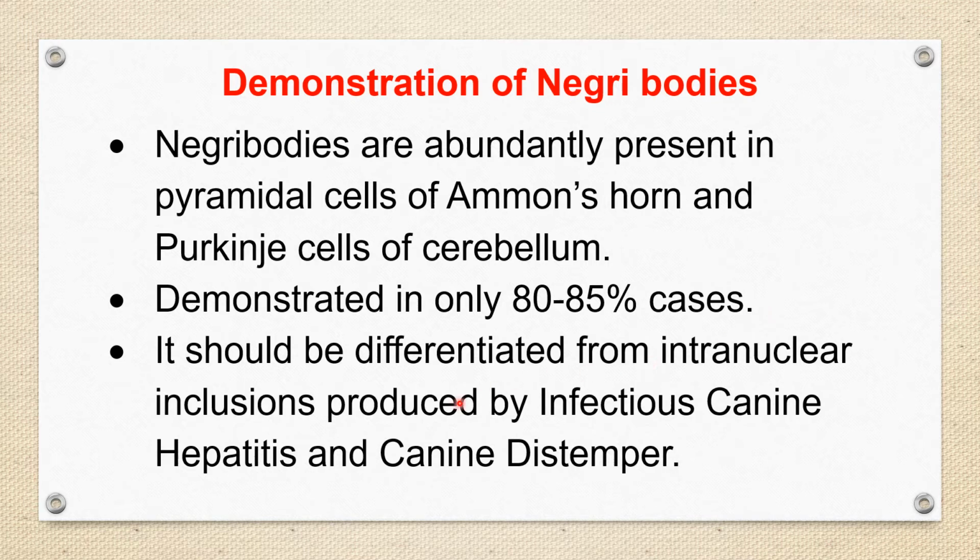The Negri bodies should be differentiated from intranuclear inclusion bodies produced by two important diseases of dog: infectious canine hepatitis and canine distemper. So this differentiation is required between Negri bodies and intranuclear inclusion bodies.